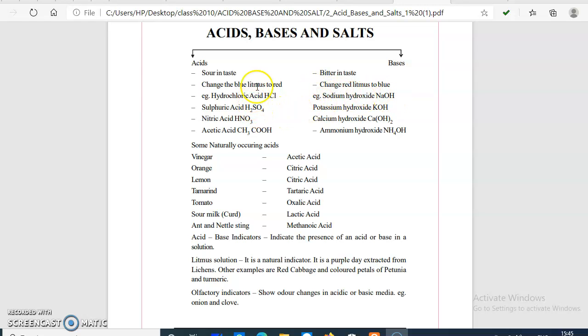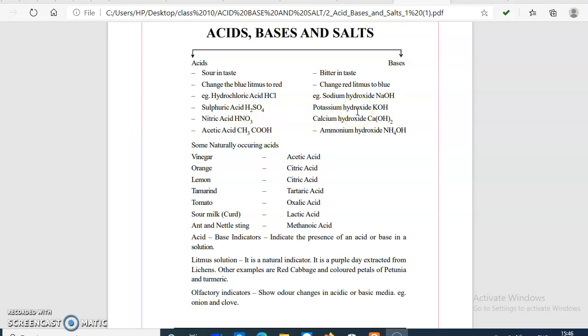Now these are some examples of acids: hydrochloric acid, sulfuric acid, nitric acid, and acetic acid. These acids are very strong, and you can find them in the laboratory only. Now these are the bases: sodium hydroxide, potassium hydroxide, calcium hydroxide, and ammonium hydroxide. These are examples of bases and acids.